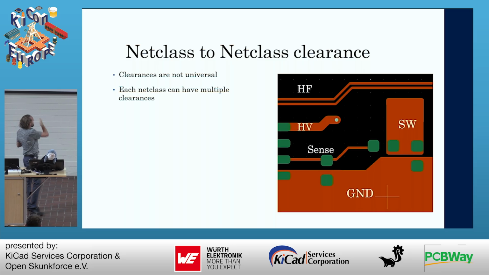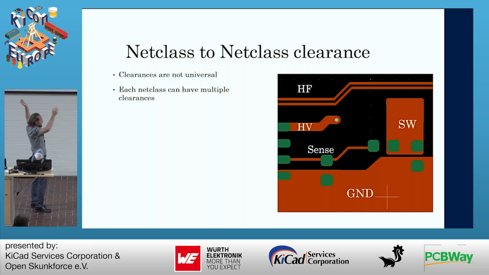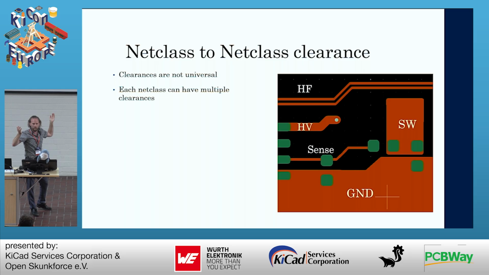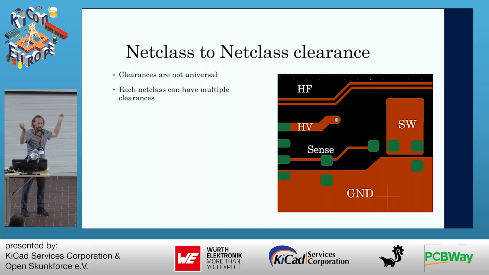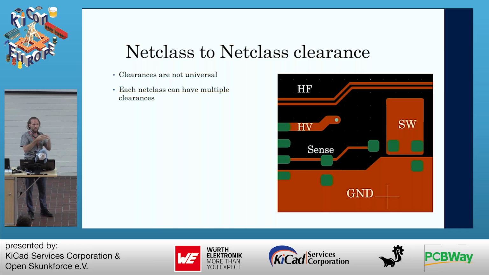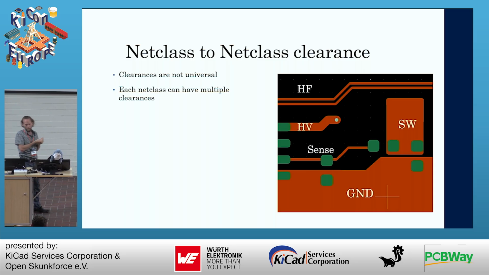Does that make sense? Well, let's say the ground node, you just set it for a small clearance because you don't need any clearance. For the switching nodes, you set a very large clearance because, hey, then you're sure that every other signal will have a large clearance to the switching node, and you're good, right? And you can do the same for the sense node and for the high frequency stuff.